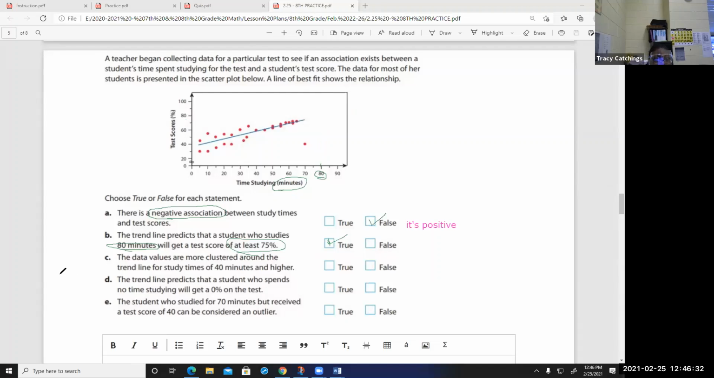All right, C says the data values are more clustered around the trend line for study times of 40 minutes and higher. All right, so is it more clustered 40 minutes or higher? Yes, they are very close together.